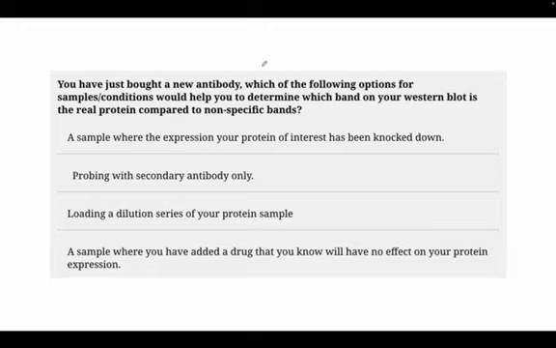You have just bought a new antibody. Which of the following options for samples would help you determine which band on your Western blot is real protein compared to non-specific bands? Like we just discussed, if the antibody concentration is too high, we can get non-specific bands also. So if I have 3 bands, how should I know which one is my protein and which of these are non-specific?